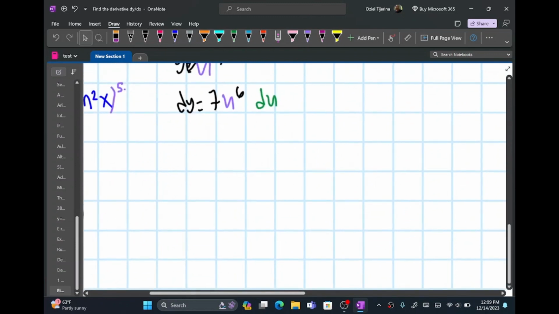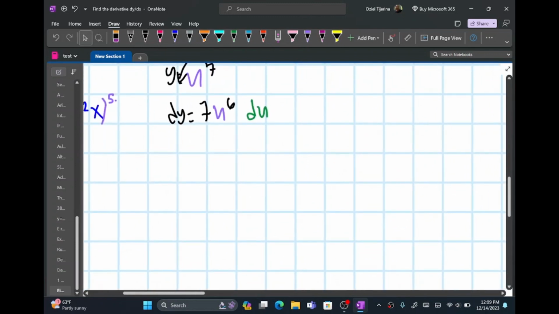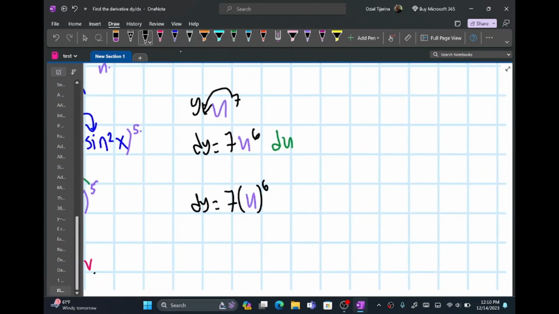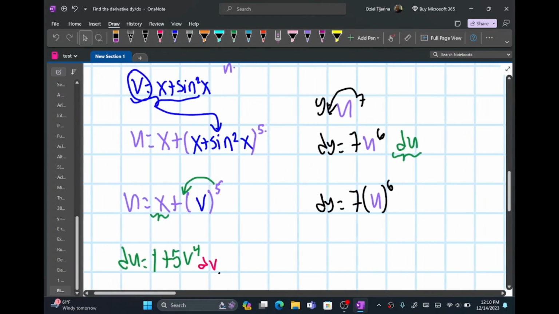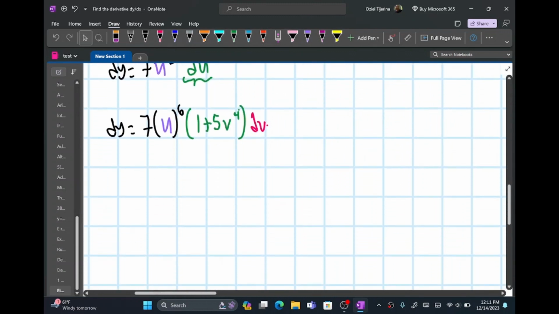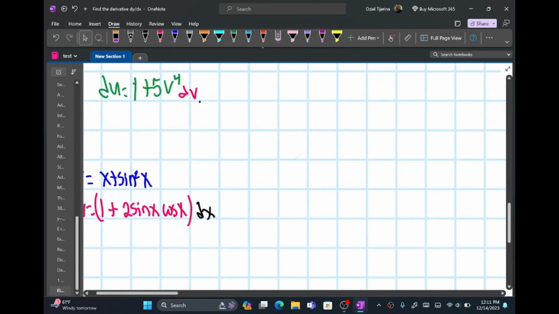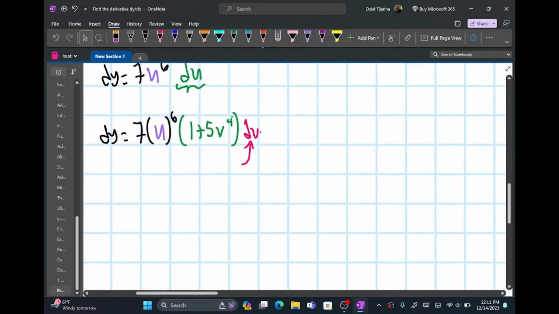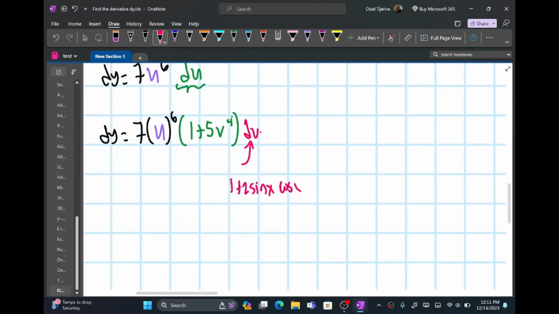Now, dy is 7u to the 6 du. I'm going to put the du as the following. It's going to be 1 plus 5v to the 4th dv. So now dv is going to go in for this. So dv is going to be 1 plus 2 sine x cosine x dx.